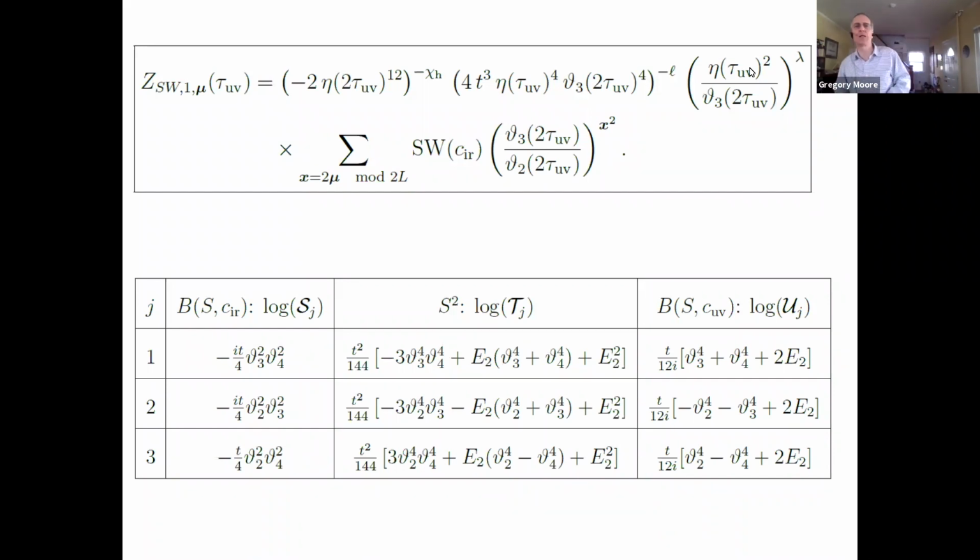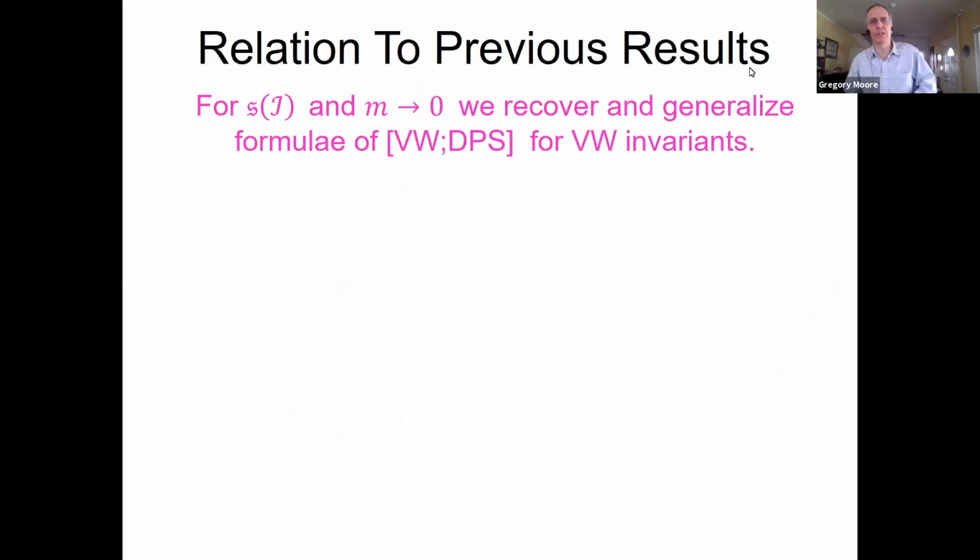If I include, for example, the surface observable, then I have in the exponential S dot CIR times various modular functions, which are listed in the second table, or S squared times various modular functions, or S dot CUV times various modular functions. So that's what the results look like.